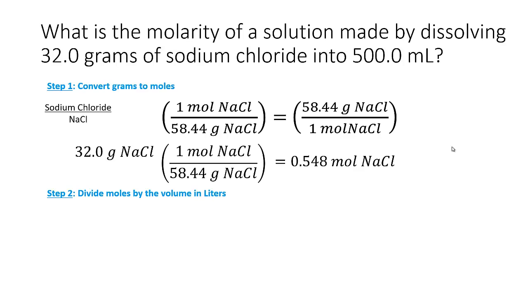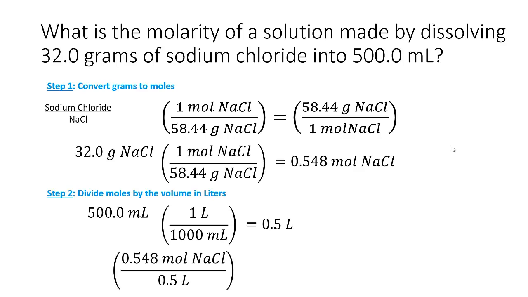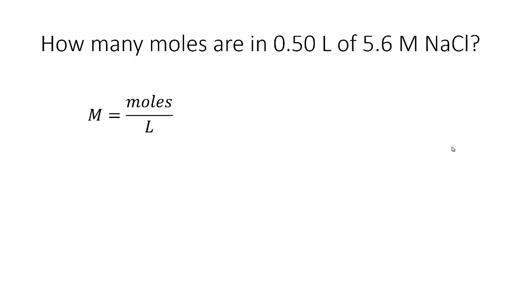But the thing is, our volume needs to be in liters. So if we have 500 milliliters, in order to convert that into liters, remember 1,000 milliliters are in every liter, and that gives us 0.5 liters. You can also move that decimal point 3 to the left. And now we just divide. 0.548 moles of sodium chloride divided by 0.5 liters gives us 1.10 molar sodium chloride.